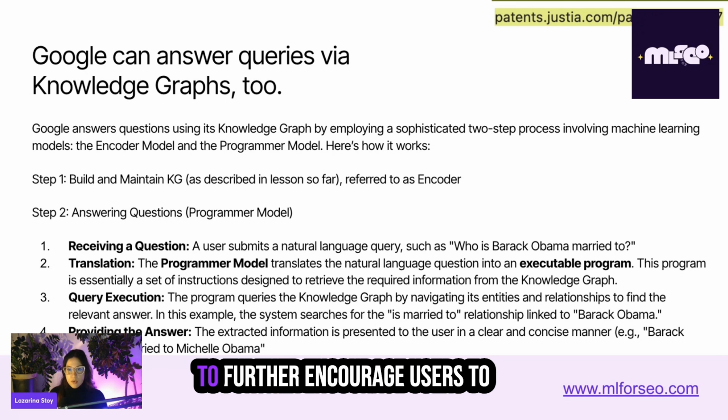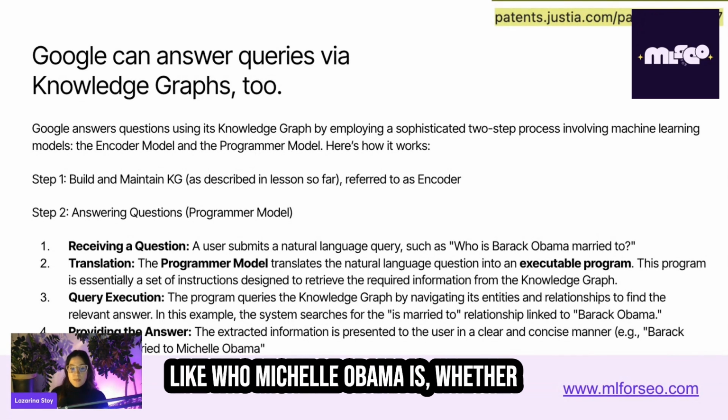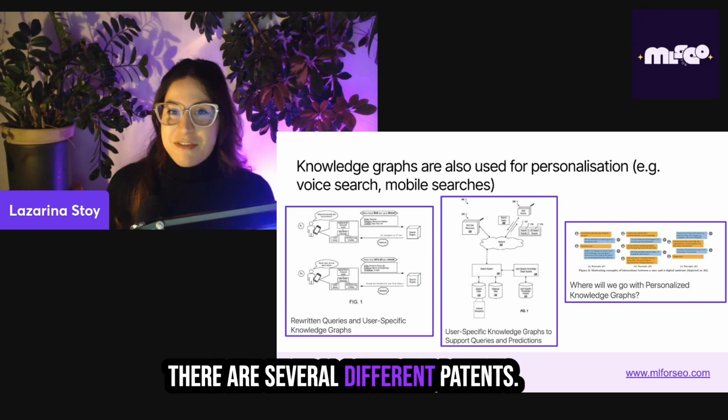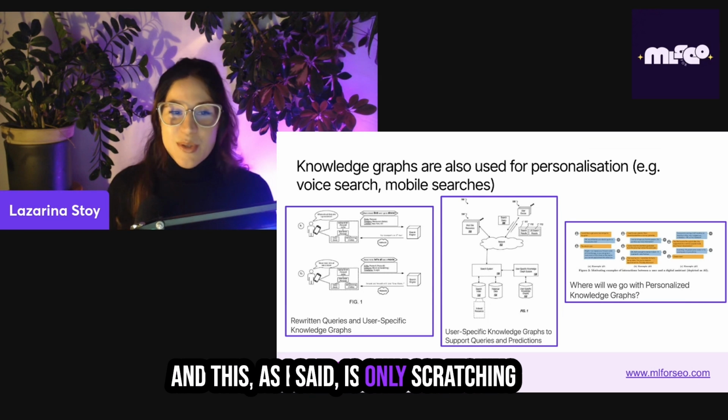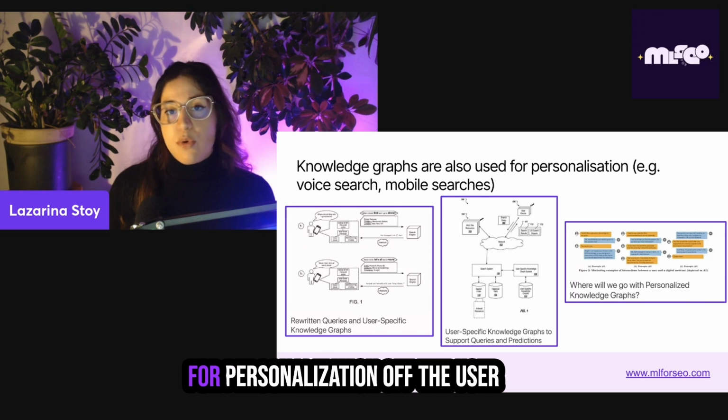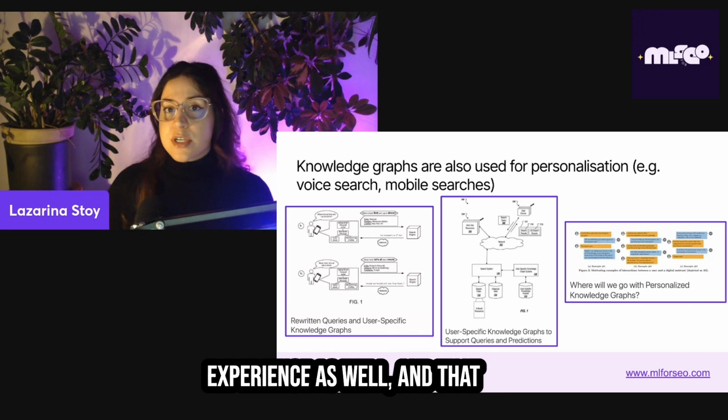with some possible additional queries to further encourage users to continue interacting with the SERP, like who Michelle Obama is, whether they have children, and so on. There are several different patterns, and this, as I said, is only scratching the surface, that show that knowledge graphs are also used for personalization of the user experience as well.